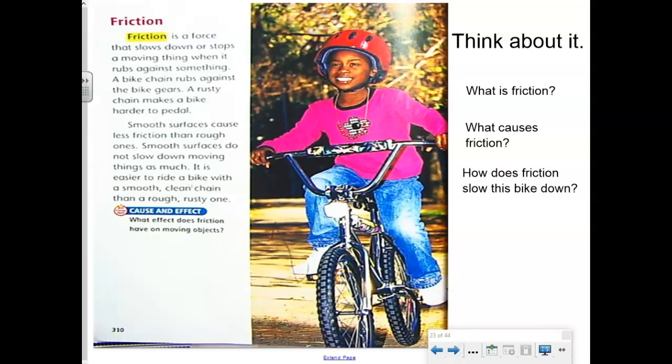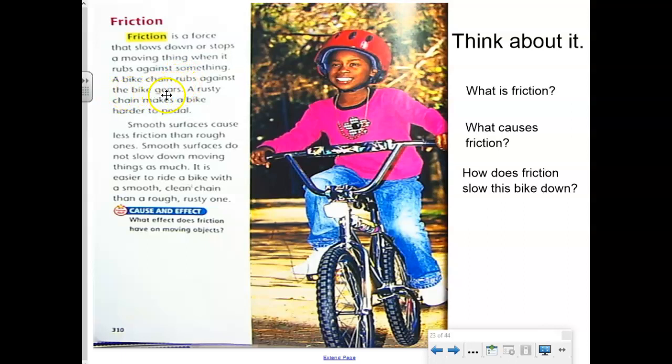All right, so let's learn about friction. Friction is a force that slows down or stops a moving thing when it rubs against something. So what is friction? It's a force that slows down or stops a moving thing when it rubs against something.